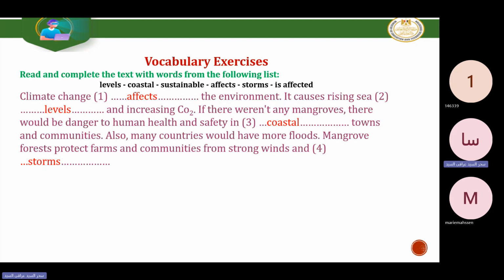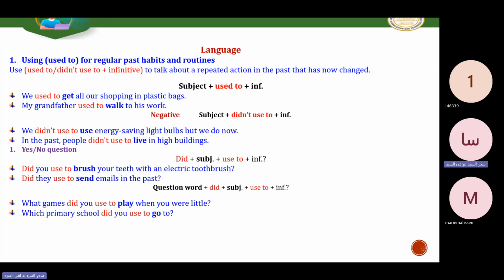Now let's move to another point. It's about language. Take care. We are going to have the usage of used to. Of course, it's related to the past or past habits and routines. Look at this example at the beginning. We used to get all our shopping in plastic bags. What does it mean? Now we get our shopping in plastic bags?